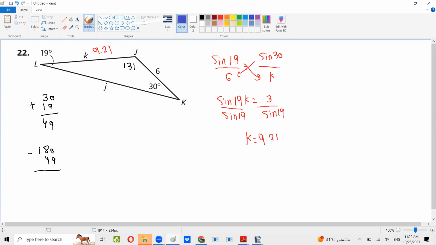Same way to find the second. Sine 19 over 6 is equal to sine 131 over j. Cross multiplication: 4.5. Sine 19 times j equals 4.5. Divide by sine 19.